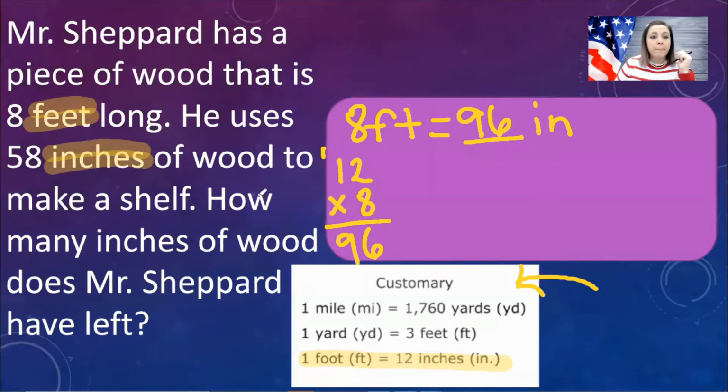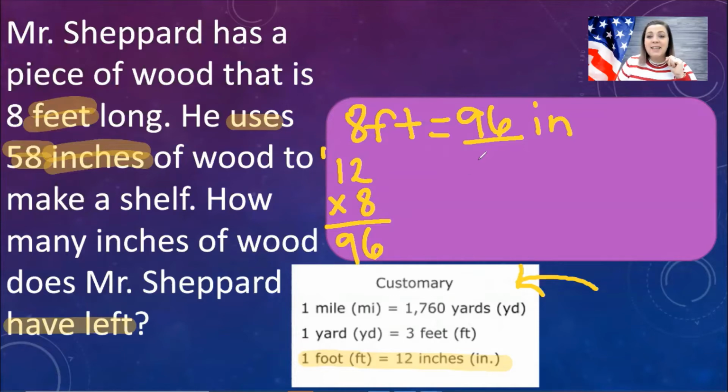So remember, he uses 58 of those inches. We want to know how much does he have left. So think, what operation are we going to have to do? Did you say subtraction? I hope so.